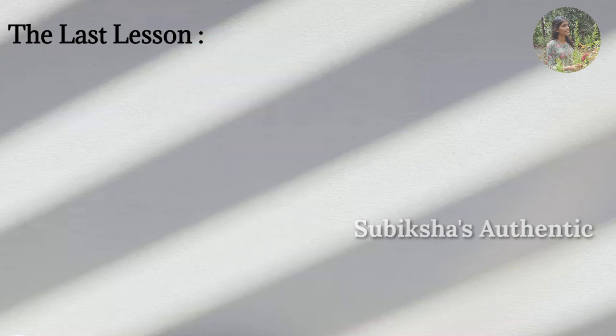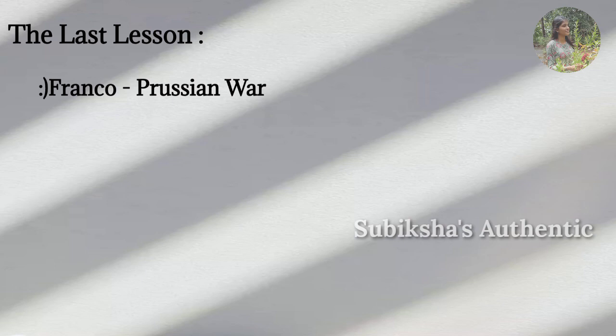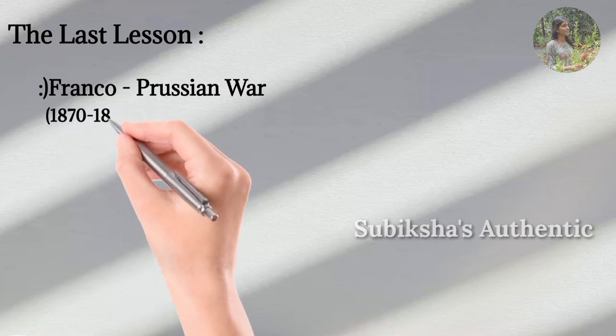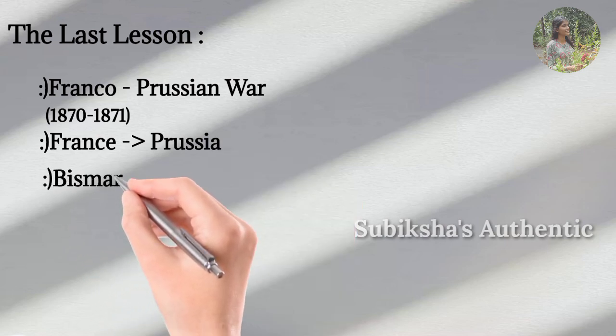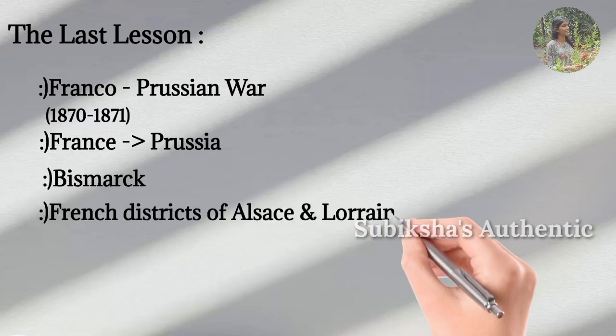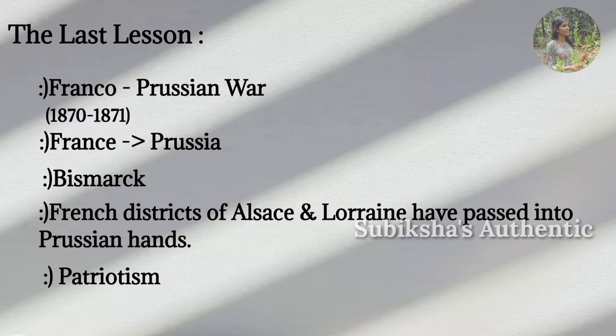The Last Lesson is set in the days of the Franco-Prussian War during 1870 to 1871, in which France was defeated by the Prussians, who were led by Bismarck. The French provinces were under Prussian rule. Prussia then consisted of what are now the nations of Germany, Poland, and parts of Austria. This is also related to patriotism.